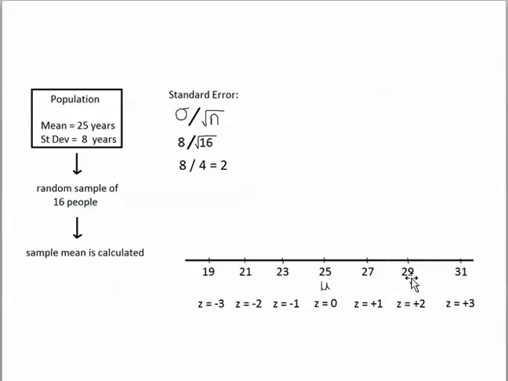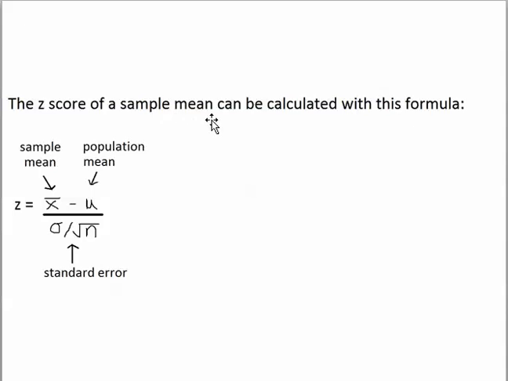So now that we've looked at this concept in a diagram, let's look at the actual formula for the z-score of a sample mean. The z-score of a sample mean can be calculated with this formula. You take the sample mean, x bar, subtract the population mean, mu, and divide by the standard error. When you use this formula, you turn the sample mean into a z-score, and that z-score tells you whether the sample mean is below or above the population mean, and also how far the sample mean is from the population mean, or how extreme the sample mean is.